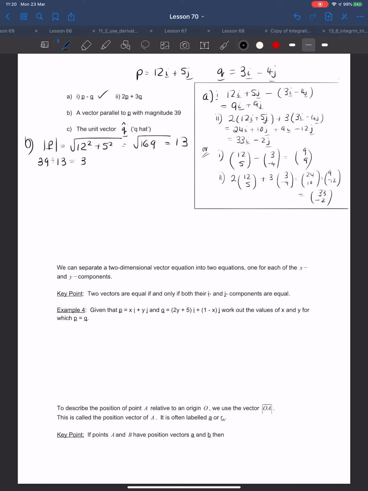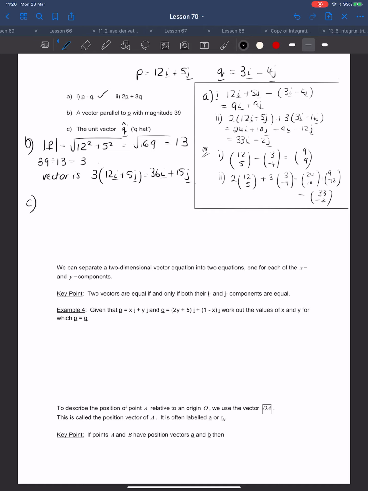You want something parallel to P. By parallel, it means that the i's and the j's have to be in the same proportion. And 39 is 3 times the magnitude of P, 3 times 13. So basically, the vector we want is 3 times this. So it's 36i plus 15j.